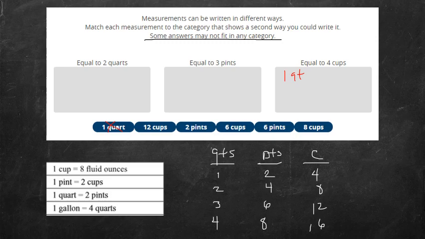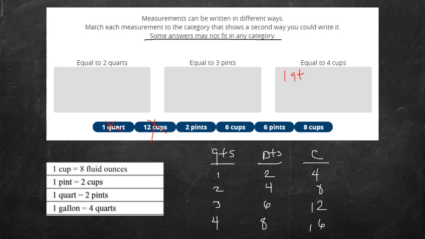12 cups. Well, where do you see 12 cups? I have 12 cups right over here. 12 cups is equal to 6 pints, so I can't use it under pints, and I can't use it under cups because obviously I have more than 4 cups. Does 12 cups equal 2 quarts? Well, no, because I know that 12 cups is equal to 3 quarts because of what my chart says. So 12 cups does not go into either category. All right, let's erase that over there, and we're going to put that 12 back there.